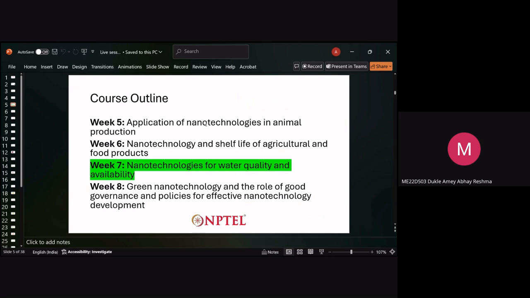This is an 8 week course. This is the seventh week, so you are in the penultimate week. Next week we will be having two classes: one will be the week 8 class and one will be the revision class. You will get the email soon. The week 7 content is basically nanotechnologies for water quality and availability.